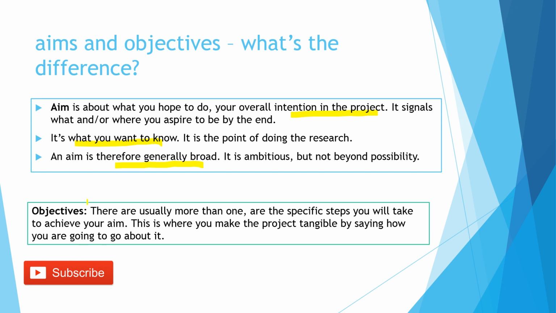And then objectives, there are usually more than one, are specific steps you will take to achieve your aim. So this is your aim, and objectives are specific, measurable steps that you will take to achieve this aim. This is where you make the project tangible by saying how you're going to go about it, how long it will take, who's going to do it. So this is what the difference is between aim and an objective.